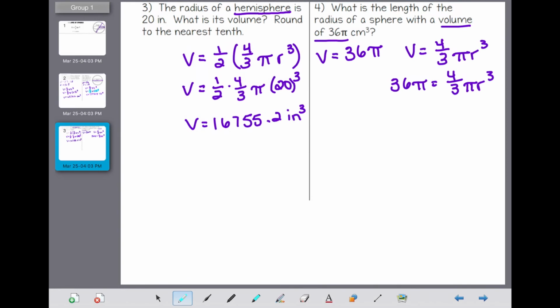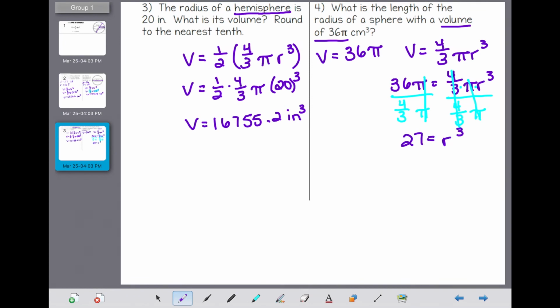So everything else with r, the 4/3, the pi, they're all being multiplied with r cubed, so I need to divide them first. So 4/3 will eliminate itself on the right, and so will pi. On the left side, pi divided by pi is 1. So I'm only worrying about 36 divided by 4/3 in my calculator. Okay, 36 divided by 4/3 is 27. That's equal to r cubed.